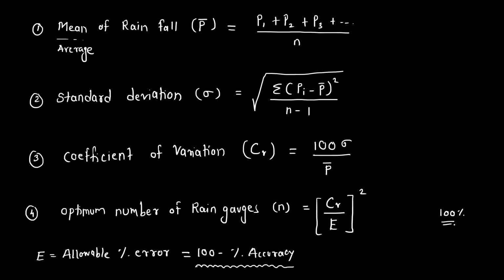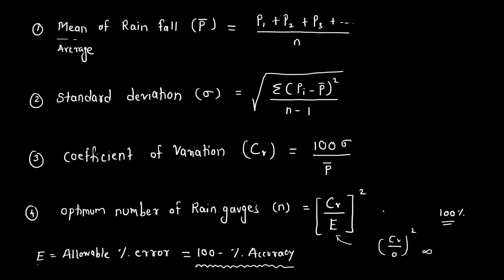So what we'll do, you substitute this 100% in this formula. So 100 minus 100, what will it be? This E will be equal to 0. Substitute this E equal to 0 in this equation. Optimum number of rain gauges n is equal to (CV divided by 0) whole square. Anything divided by 0 will be infinite.